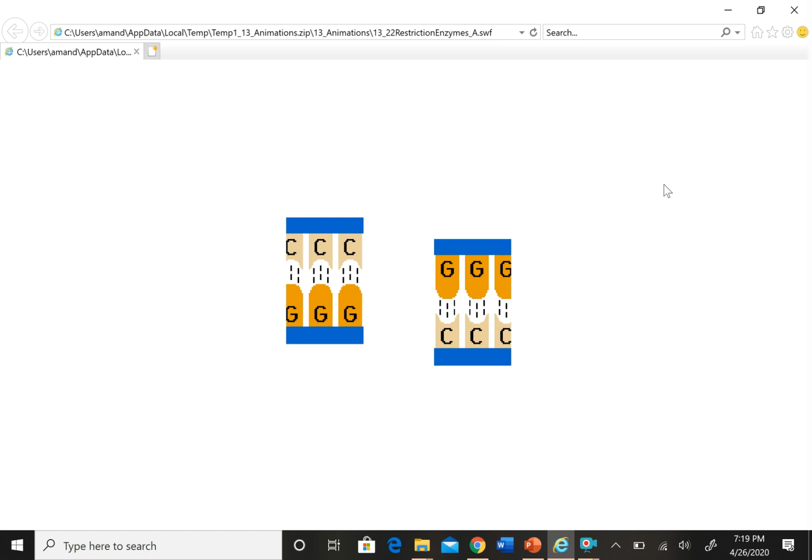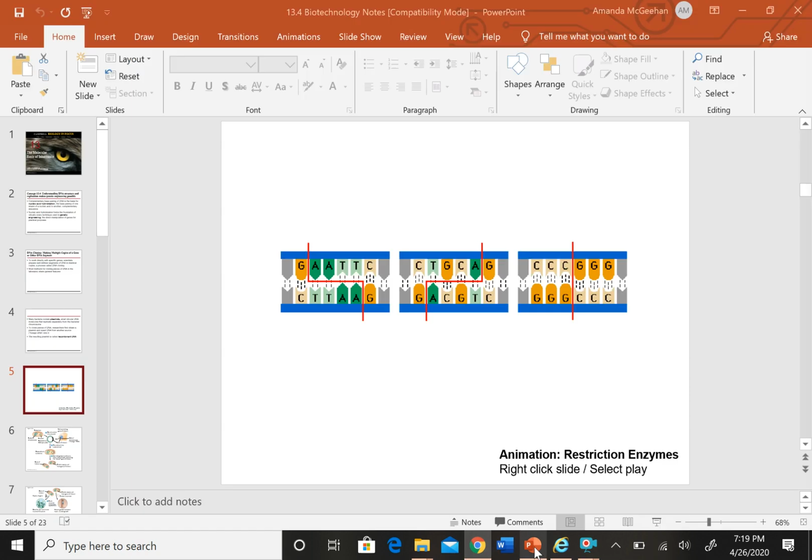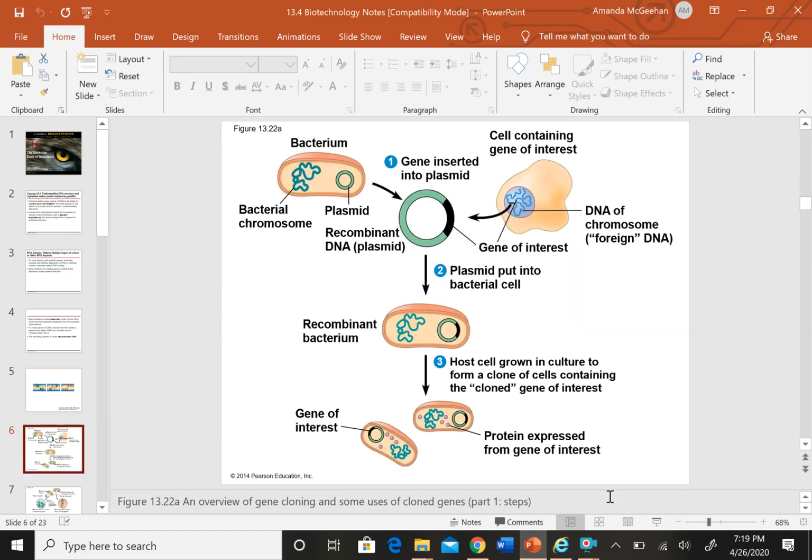So if we were trying to isolate a certain gene that we wanted to look at for some sort of genetic engineering, we would use restriction enzymes that are designed to specifically cut certain areas of the DNA and cut out that piece of the DNA or that gene that we wanted to analyze, so that we could get rid of the rest of the stuff, if you will. So that's what restriction enzymes are used for.